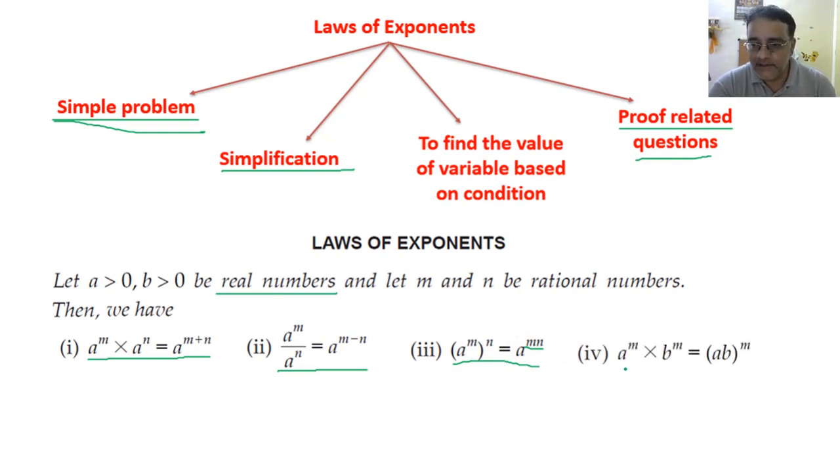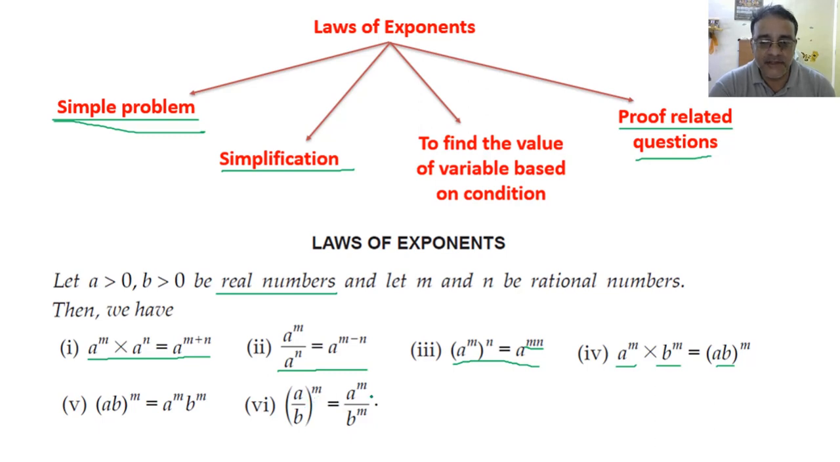And the fourth one, a to the power m into b to the power m. अगर पावर्स दोनों का सेम है और बेस अलग है, so a into b whole to the power m. And the fifth one is a b, इसी का रिवर्स है, कन्वर्स है, a b to the power m is equal to a to the power m into b to the power m. And the sixth one is a upon b whole to the power m is equal to a to the power m upon b to the power m. And the seventh one, this is the reciprocal law, a to the power minus n is equal to 1 upon a to the power n.